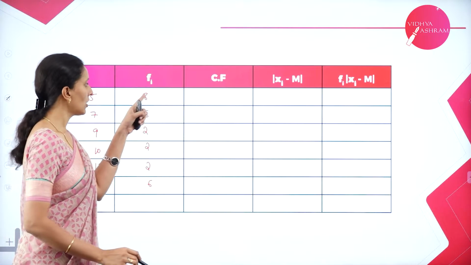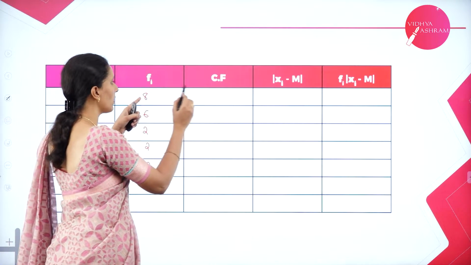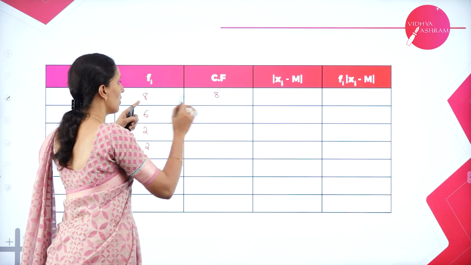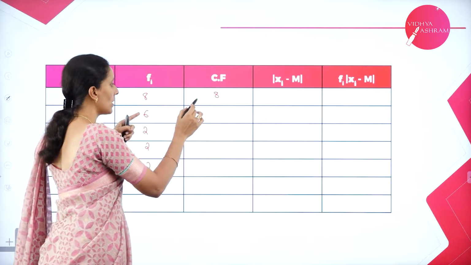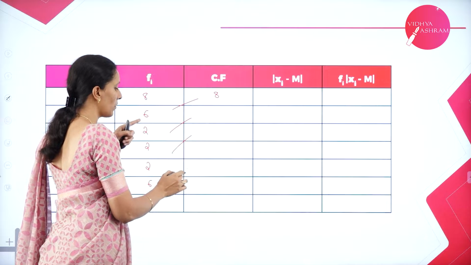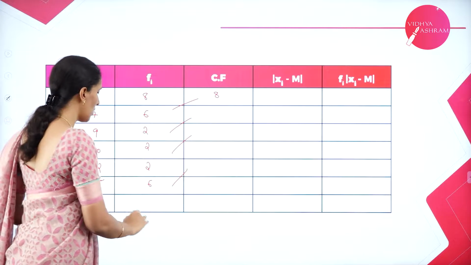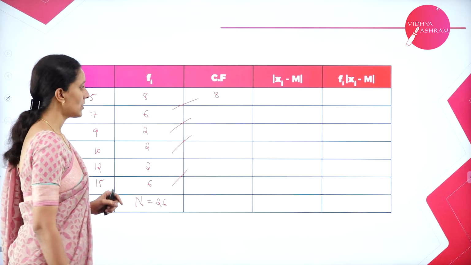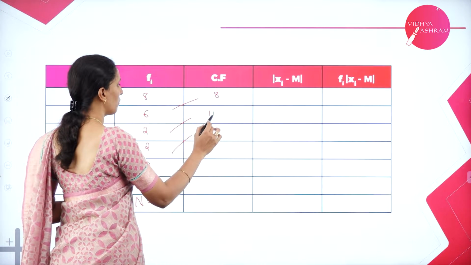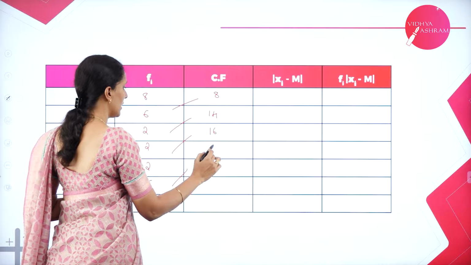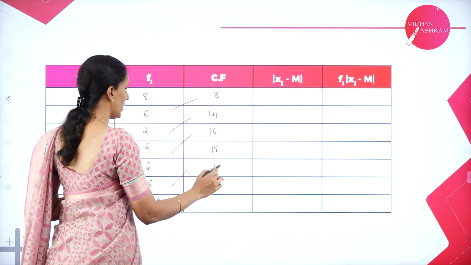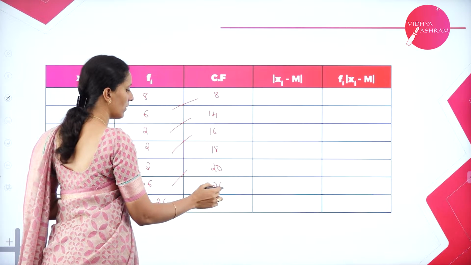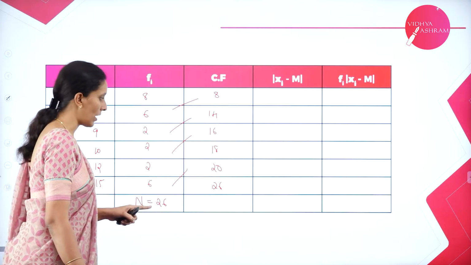Now let's take the cumulative frequency. Cumulative frequency, the first is always the first frequency. The next one goes on by adding the next frequency so that the result will be equal to our n. Let's check it now. 8 plus 6, 14, 16, 18, 20 and 26. Whatever you get here, that should be equal to the n value.